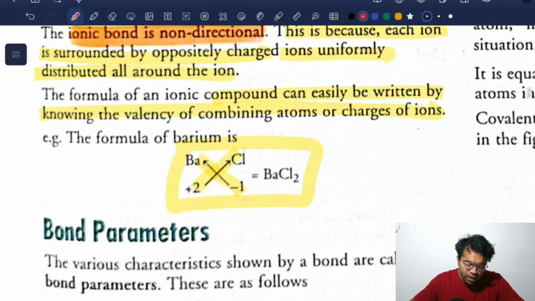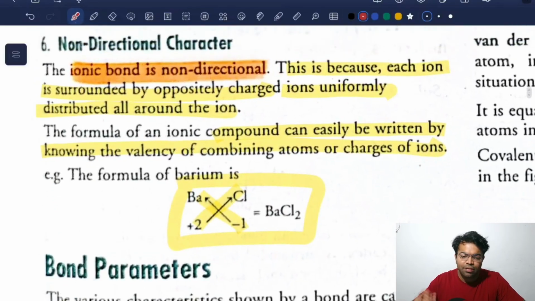Now the non-directional characteristic. What is the non-directional characteristic? I think we discussed this in yesterday's class too. Non-directional characteristic means that the ionic bond is non-directional. This is because each ion is surrounded by oppositely charged ions. For example, in the case of sodium chloride, sodium is surrounded by six chloride ions, right?